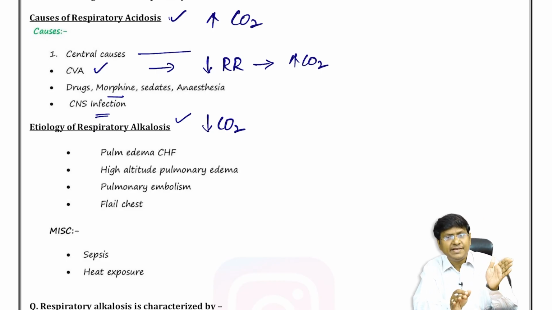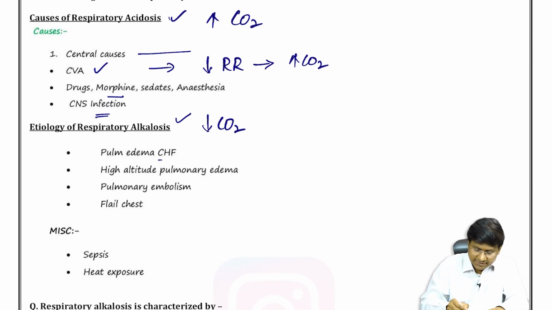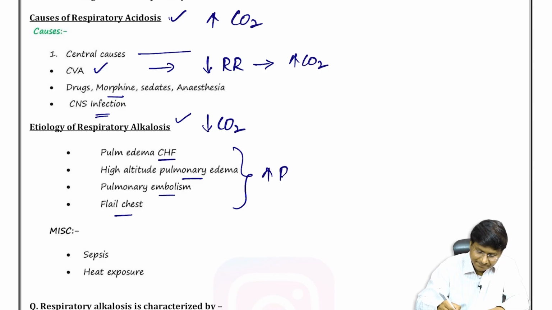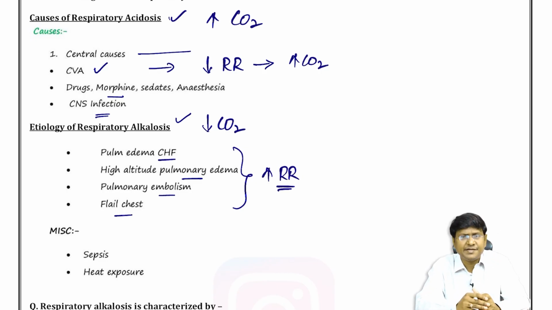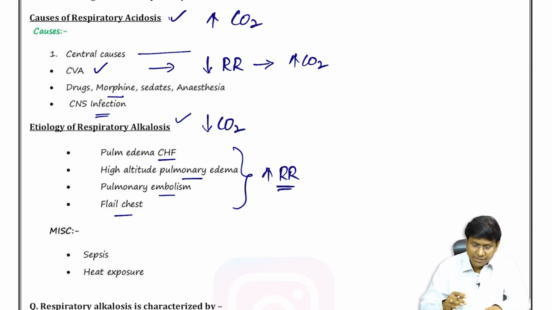So there will be an increase in respiratory rate, which causes carbon dioxide washout. That is observed in patients with congestive heart failure, high altitude pulmonary edema, pulmonary embolism, and flail chest. So in all these scenarios, there will be an increase in respiratory rate, and this will cause a decrease in carbon dioxide by causing carbon dioxide washout. So this will result in alkalosis.